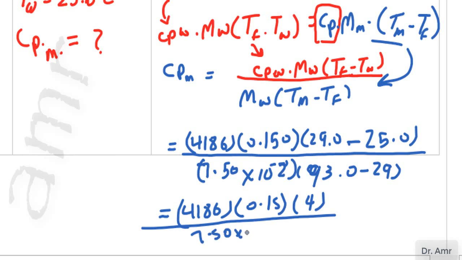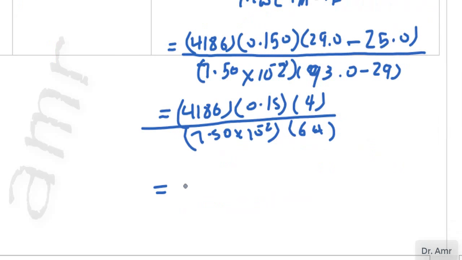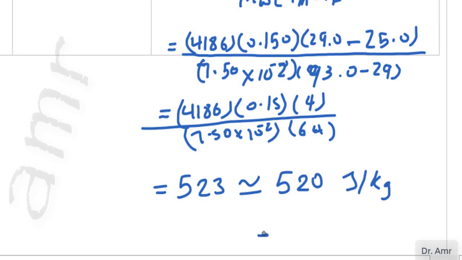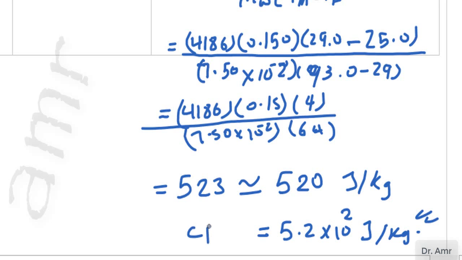7.50 times 10 power negative 2 times 64، هتطلع لي الإجابة 523. لما نعمل لها approximation تبقى 520. بالـ scientific notation نقدر نقول إن هي 5.2 times 10 power 2 joule per kilogram. هي دي ال specific heat of the metal part.